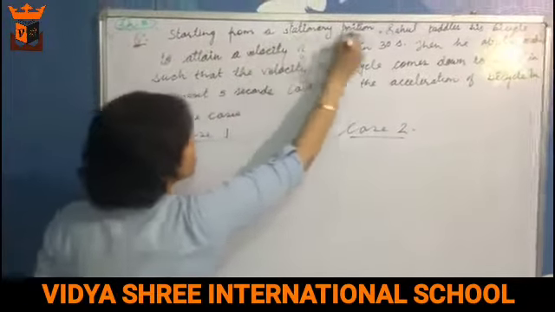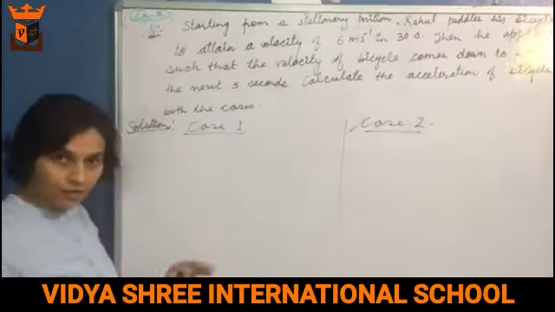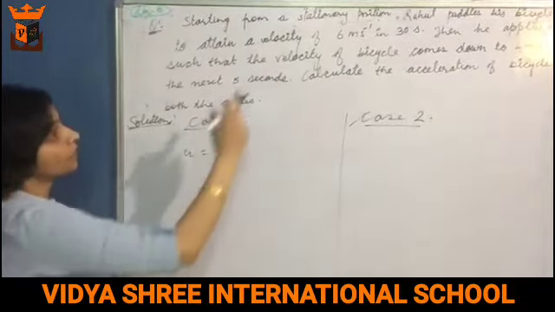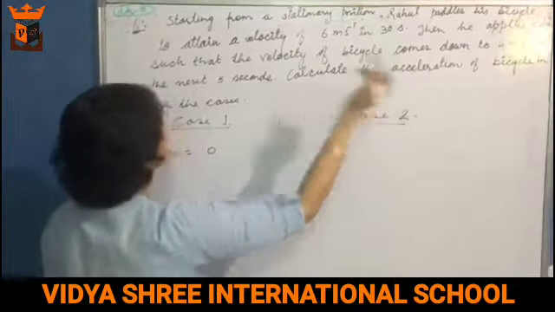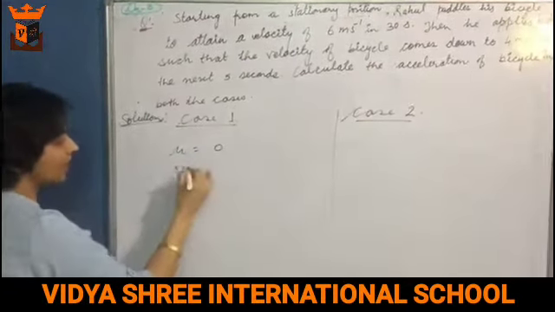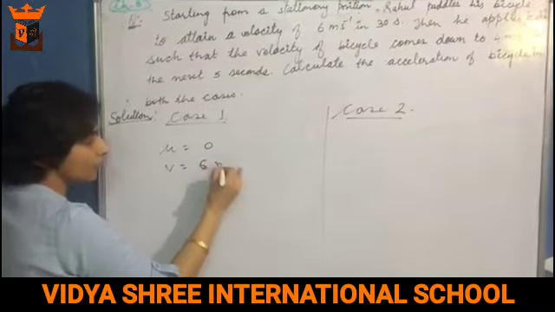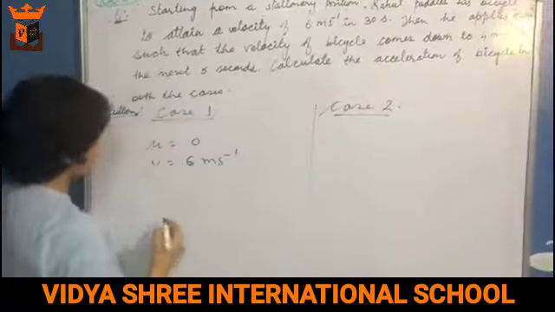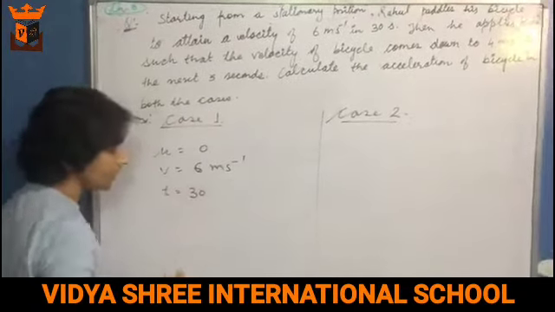Starting from a stationary position means stopped, that is, initial velocity is 0. Rahul pedals his bicycle to attain a velocity of 6 meters per second, means final velocity is 6 meters per second in 30 seconds. That is, time is 30 seconds.